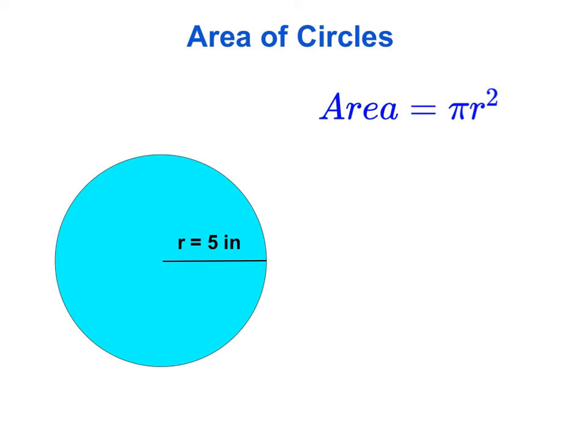In this video, we're going to talk about the area of a circle. Now, the formula for area of a circle is equal to pi times radius squared. What that means is we're going to take the value for pi times the radius times the radius. It is not radius times 2, which some people think.